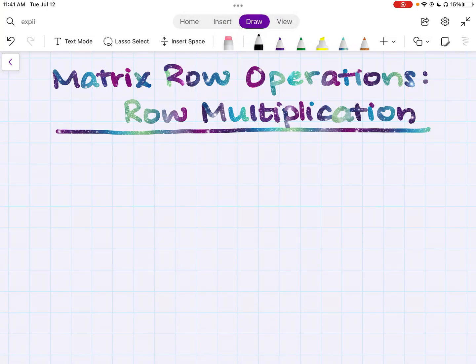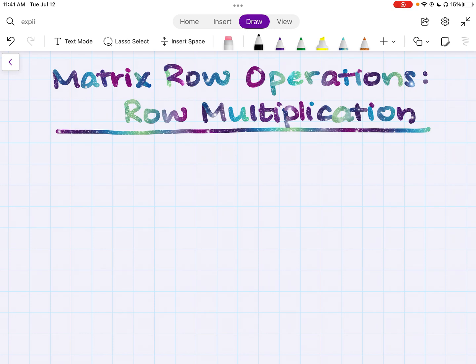Hi everyone, welcome back. In this lesson, we will talk about the next type of matrix row operation, which is row multiplication. This sounds a little bit more complicated than the previous lesson, which was matrix row switching, but row multiplication is still a very simple row operation. Essentially, what you are doing with matrix row multiplication is you are taking any row in the matrix, and you are multiplying all of its entries by any constant value.